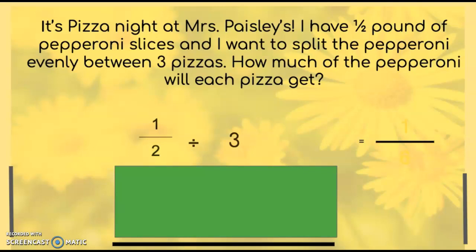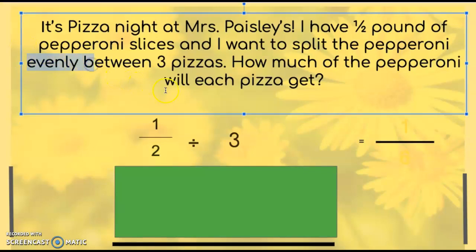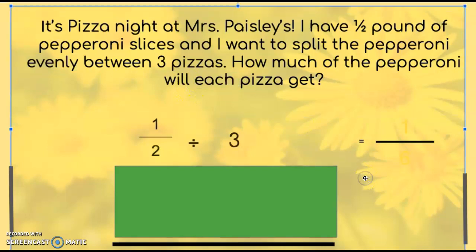The first thing I do is visualize myself standing there at the counter with pepperoni and 3 pizza crusts in front of me. That helps me start thinking about what I need to do to solve this problem. Then I look for keywords. I see both the keyword evenly and the keyword each, which indicate to me I need to divide.